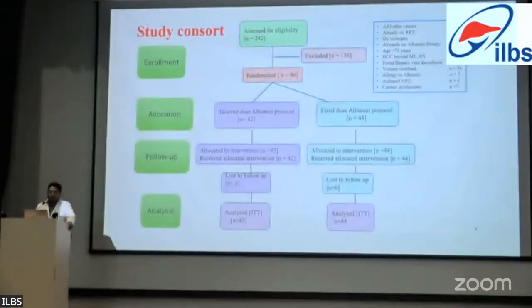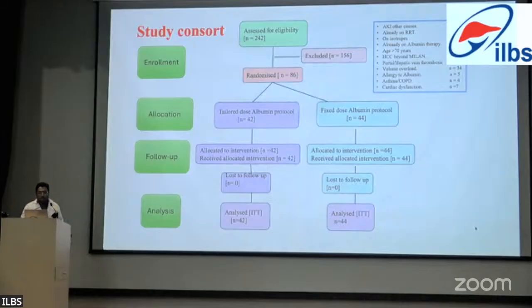So among the results, this is my study cohort where 242 patients were assessed, and out of them, 156 were excluded. Among those who were excluded, 36 were already on albumin therapy, 26 were having AKI from other causes, and volume overload was seen in 34 patients at baseline. We have included 86 patients. Out of them, 42 received the tailored dose, and 44 received the fixed dose albumin as per the protocol. These patients were followed for the next 1 month.